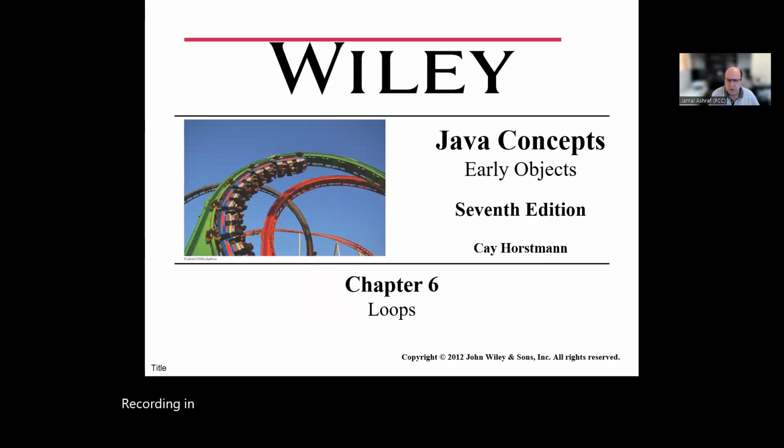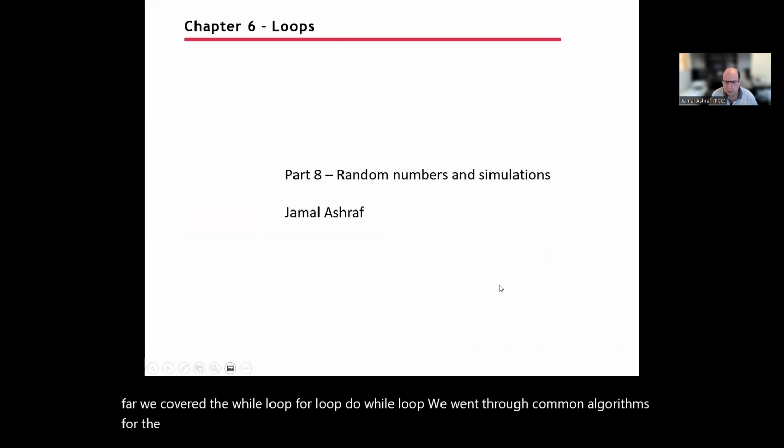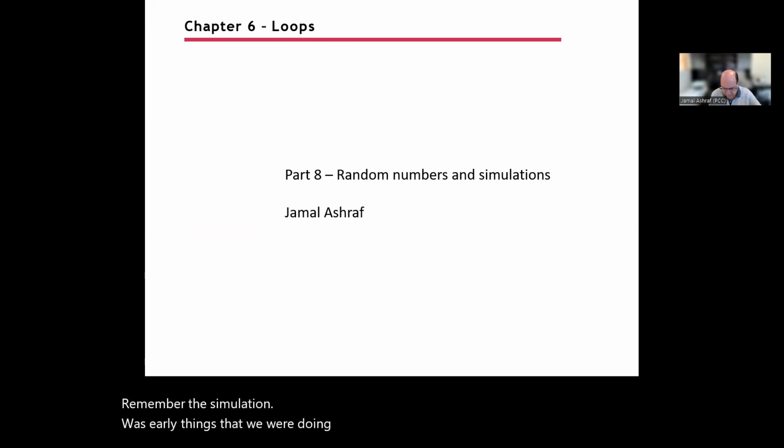Okay, we are continuing on chapter 6, and we are talking about loops. So far, we covered the while loop, for loop, do while loop. We went through common algorithms for the loops, and now we want to talk about random numbers and simulation. Remember, the simulation was early things that we were doing in computers and has advanced a lot.